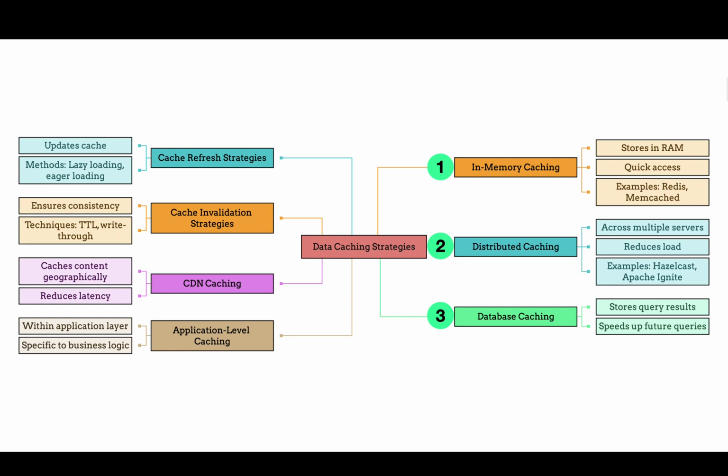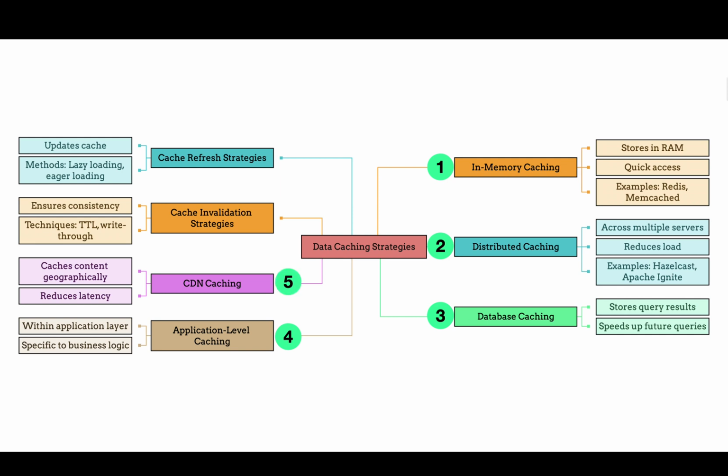3. Database caching stores query results to speed up future queries. Can be implemented within the database or by using external tools. 4. Application level caching involves caching data within the application layer. This can be specific to business logic, like caching user profiles or product information.